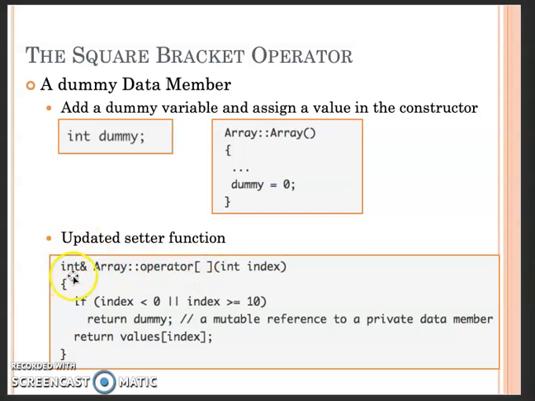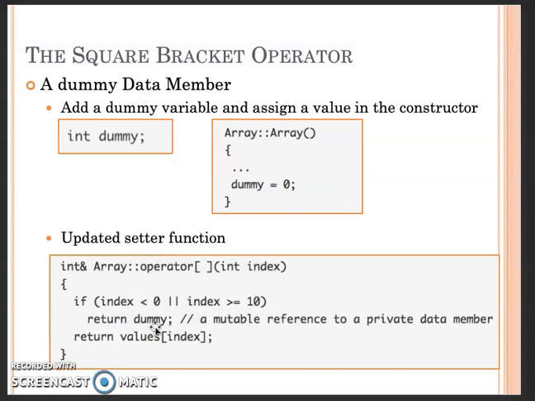Okay, so then you see here the updated square bracket setter function will look like this. I return a reference. I have my class name, I have my function name, I have the parameter. So then you see if out of bound, I return dummy. I return dummy just so my program won't crash.